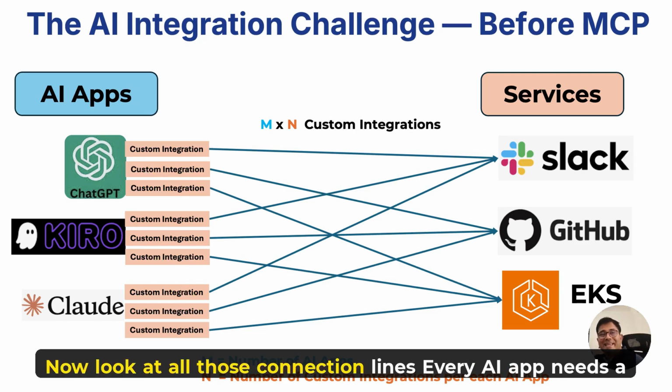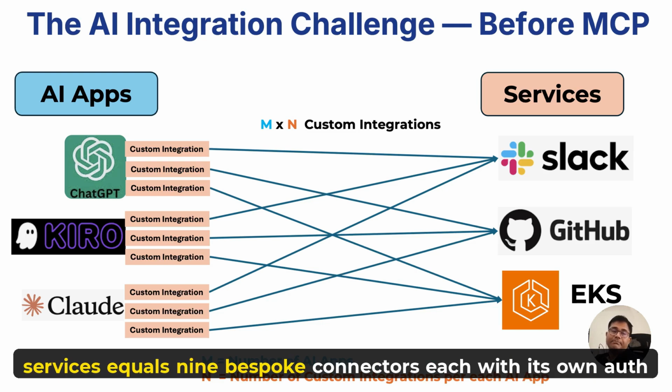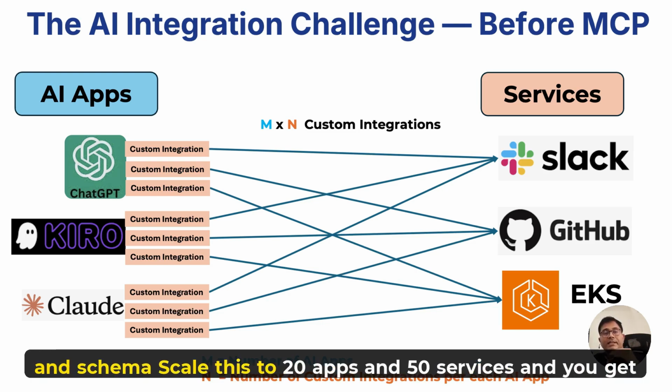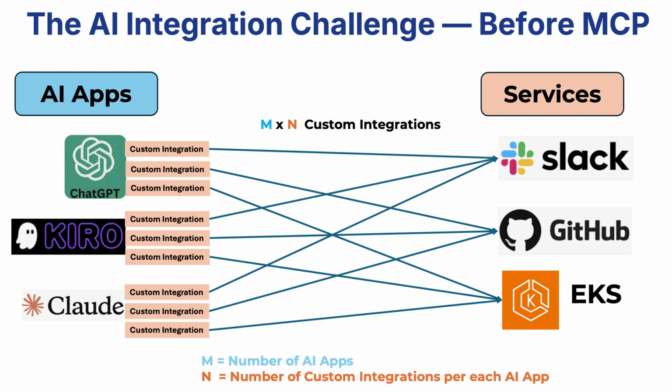Now look at all those connection lines. Every AI app needs a custom integration to every service. 3 apps times 3 services equals 9 bespoke connectors, each with its own auth and schema. Scale this to 20 apps and 50 services, and you get 1,000 custom integrations. This is the problem MCP solves.